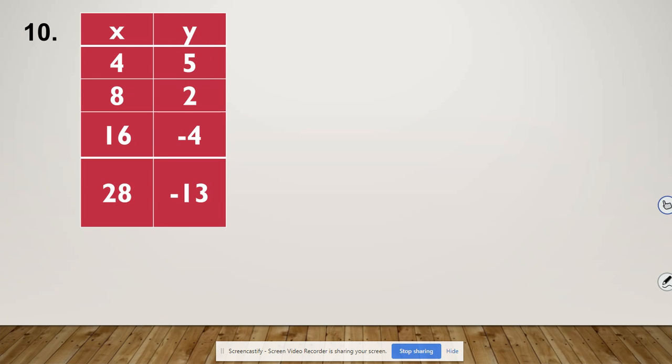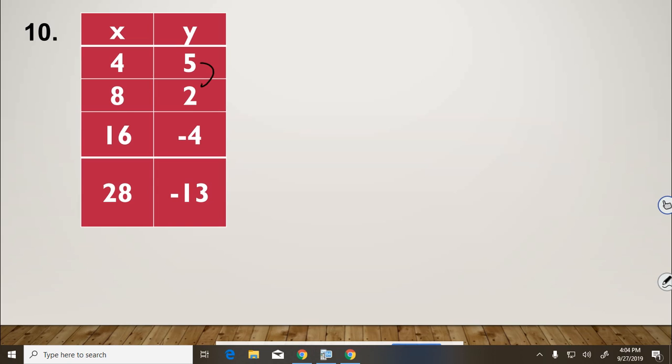Number 10. We again have to start by finding the slope. 5 to 2 is going down 3. 4 to 8 is going up 4. So our m is change in y over change in x, or negative 3/4, which cannot be simplified, so we'll leave it like that. Let's make sure that the other parts have the same slope.